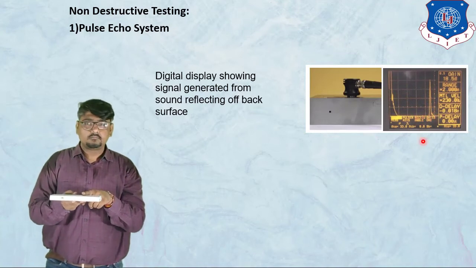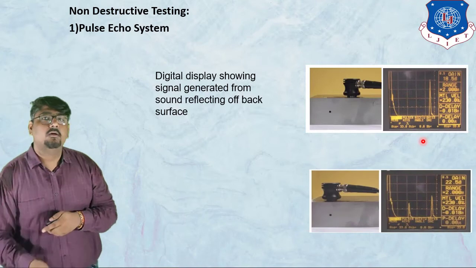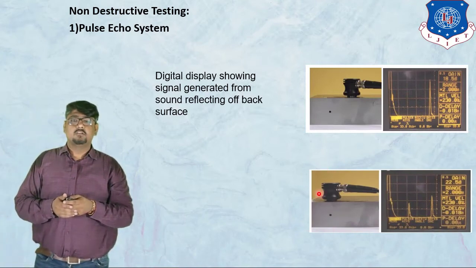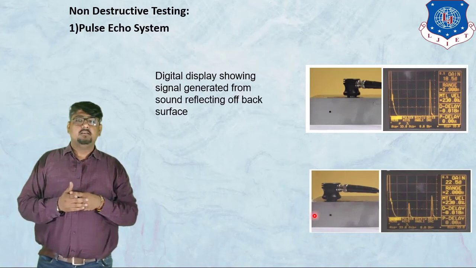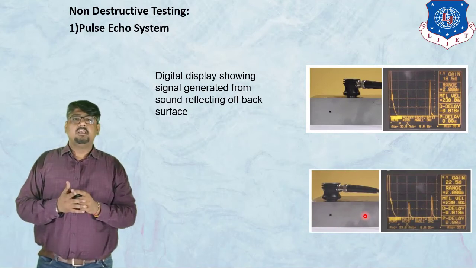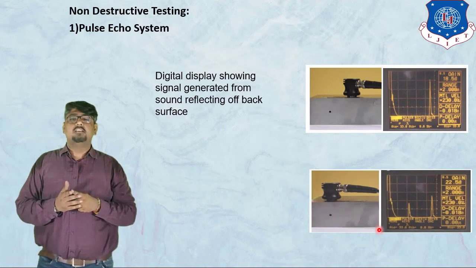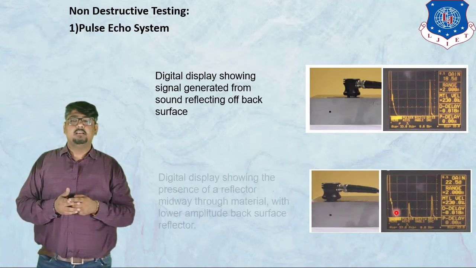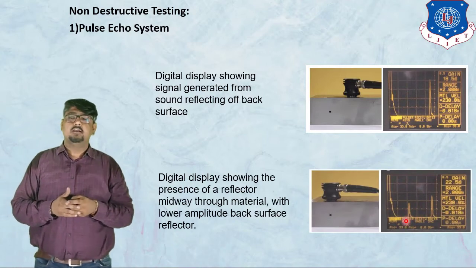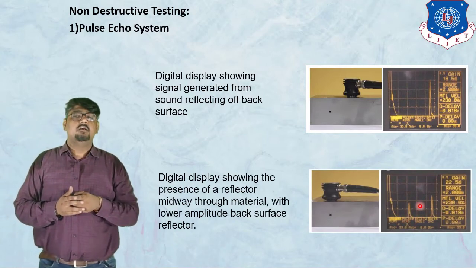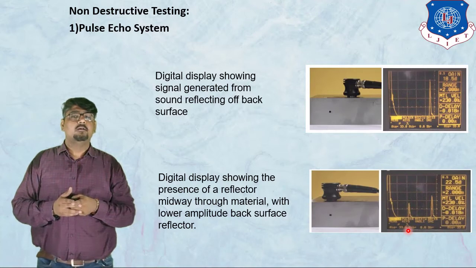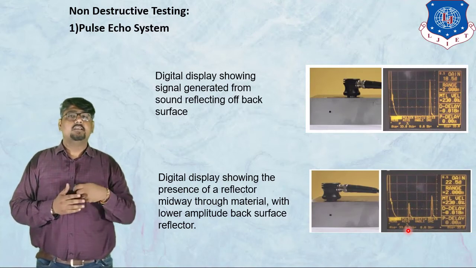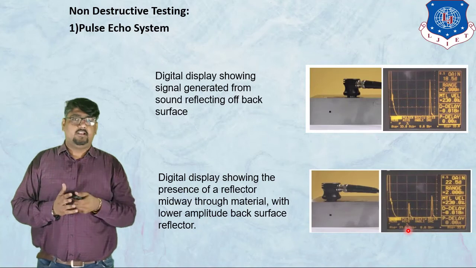Now, whenever a defect comes, look at the figure. In between there is a defect, so on the CRO screen you can see a peak there. The display shows the presence of a reflector midway through the material, with a lower amplitude back surface reflection. So this is how you can estimate the defect.